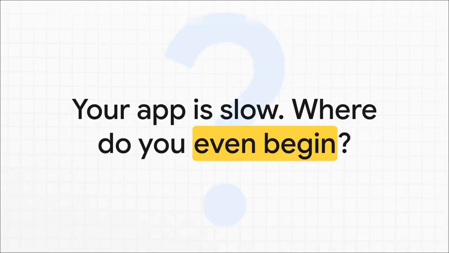Your app is slow, and I mean painfully slow. The alerts are firing, the support tickets are flooding in, and all eyes are on you. You're looking at this huge, complex system with all these moving parts. The big question isn't just what's broken, it's where on earth do you even start looking?